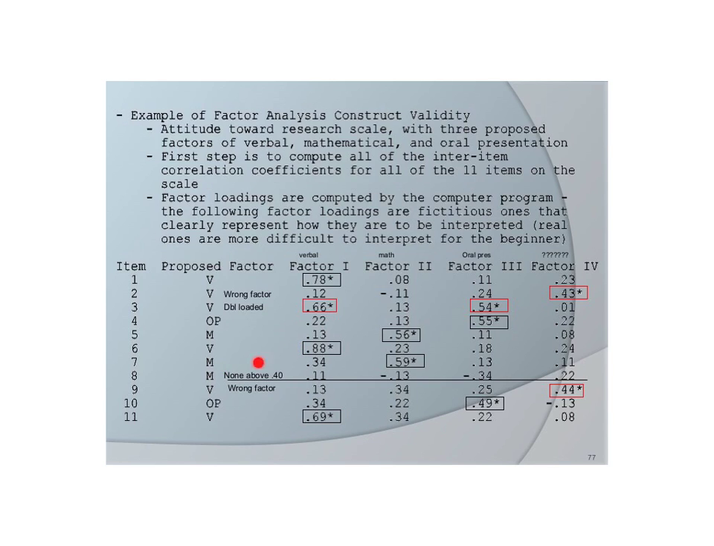We have another math item that loads strongly on factor 2. And then we have a third math item that doesn't load anywhere, so that item's not very helpful. Item 9 only loads on factor 4, and you see how these 2 items were meant to be verbal, but they load on factor 4, so it could be measuring some other part of verbal, and we're not really sure why. Number 10 loads on oral presentation correctly, that's good. Number 11 loads on verbal.